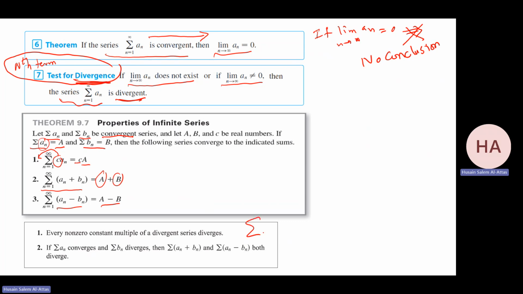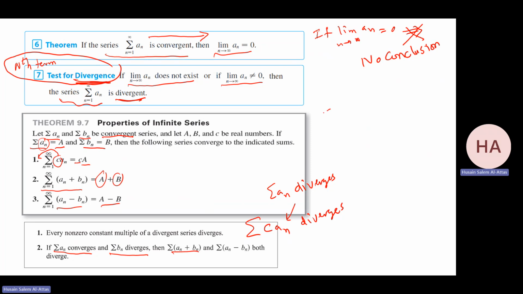If I have the summation of C times a_n, where a_n is divergent, then this one will diverge. I know the sum of two convergent series will be convergent. Also, if I have the first one converge and the second one diverge, then the sum diverges, and the difference also diverges. So if one converges and the other one diverges, then for sure their sum or their difference will diverge.